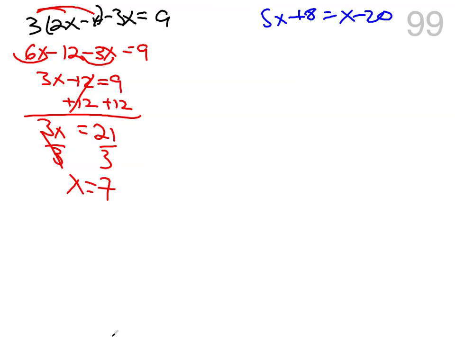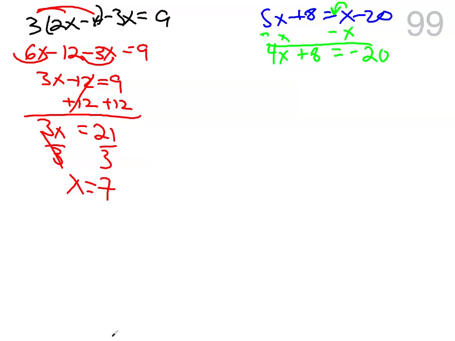Okay? All right, so now let's take a look at the one over here. Is this a same side situation or an opposite side situation? Opposite side, opposite operation. So what kind of x is this here? It's positive. That negative sign belongs to the 20, not the x. So I do minus x, and I get 4x plus 8 equals negative 20.